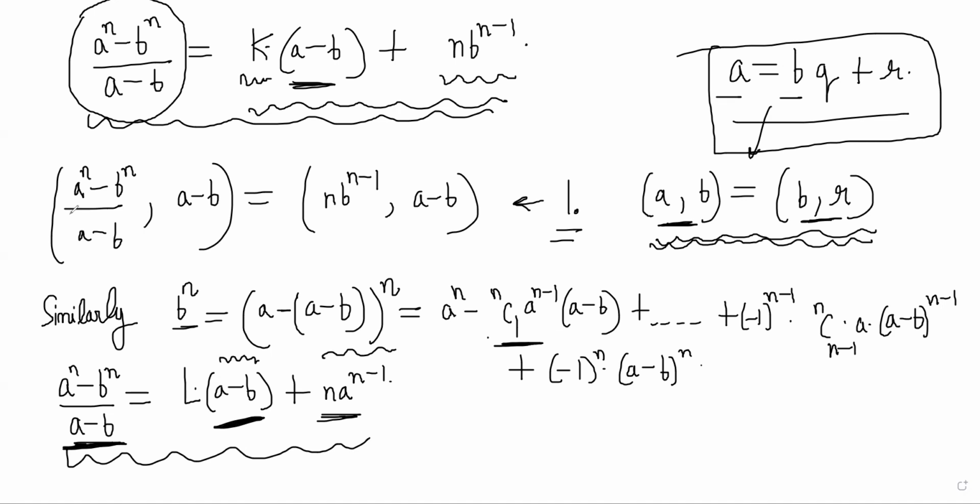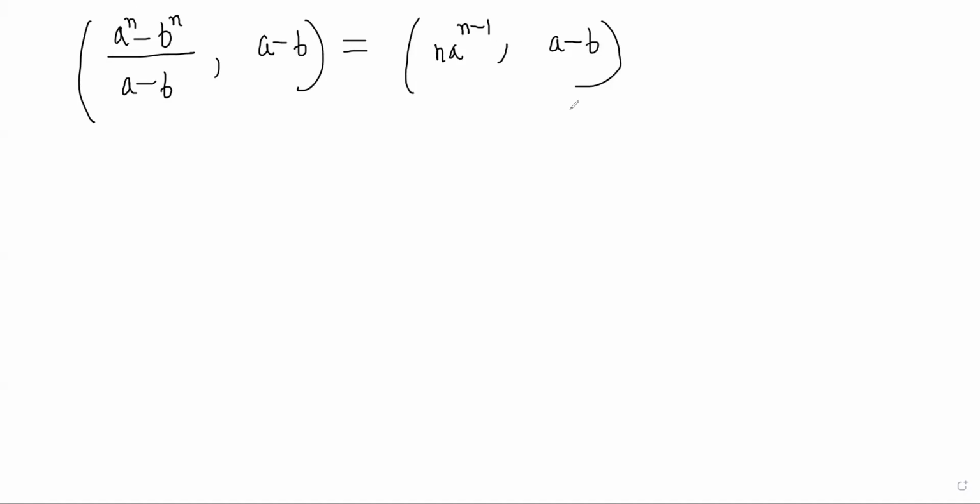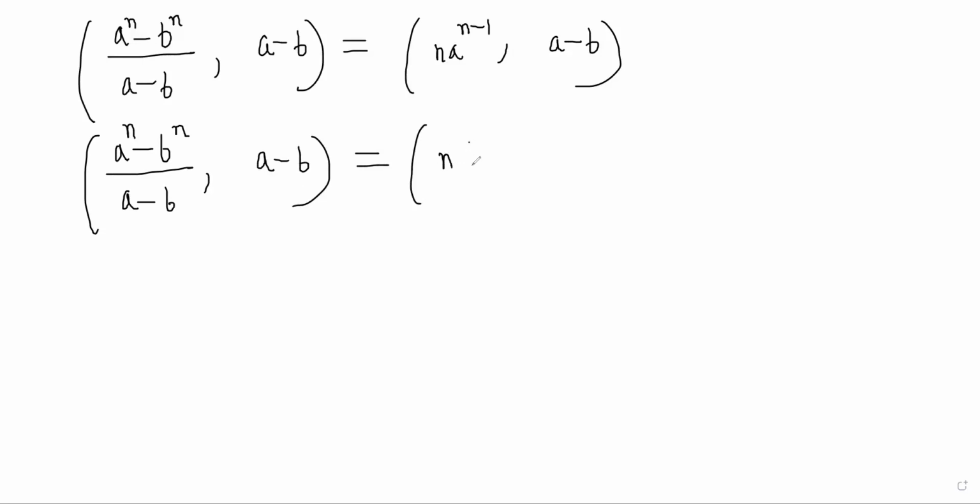So what I will write here on the next page is this: GCD of (a^n - b^n)/(a - b) with a - b is equal to GCD of n a^(n-1) and a - b. And we already got earlier (a^n - b^n)/(a - b), and GCD of this was equal to GCD of n b^(n-1) and a - b, right?